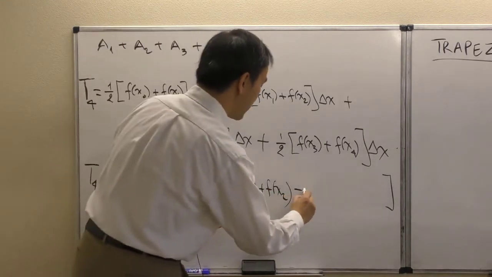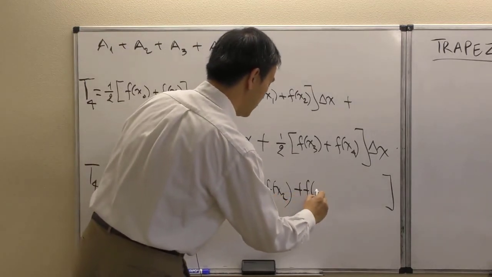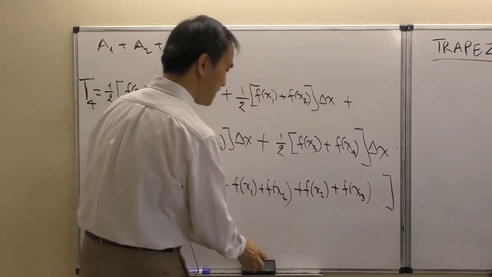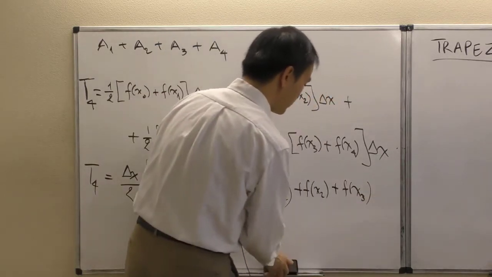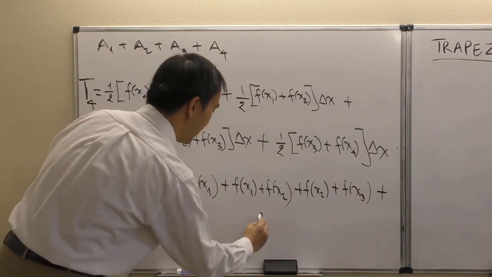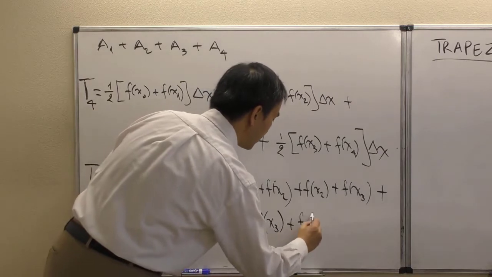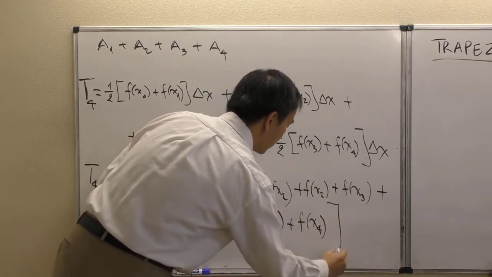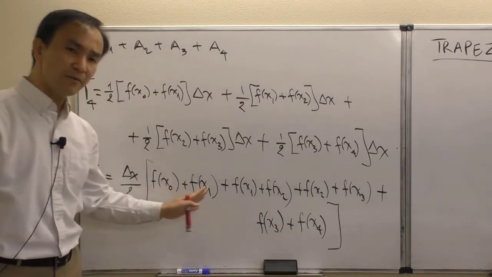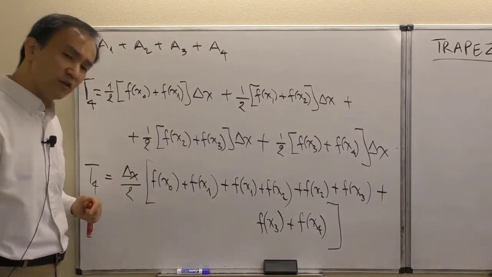And then I'm going to bring in this third pair of values right here, so f of x2 plus f of x3. Okay, and I need a little more space here. So I'm going to add the last pair of heights right here, f of x3 plus f of x4, and I close my bracket there. So that's the summing up of all the heights right here, after I have already factored out the delta x over 2.